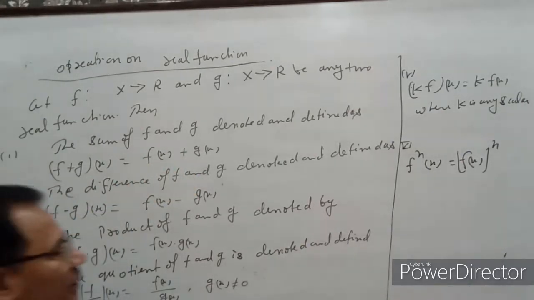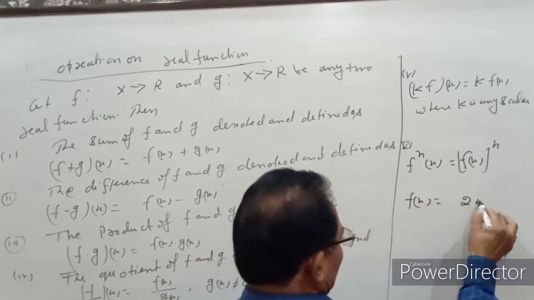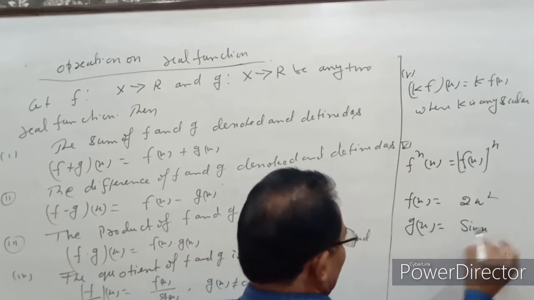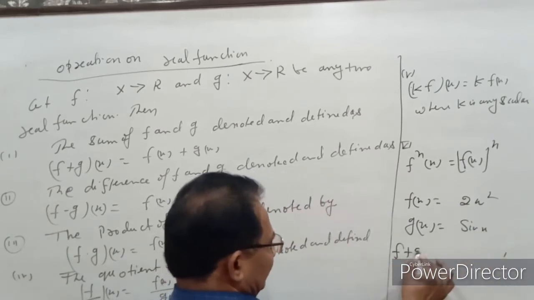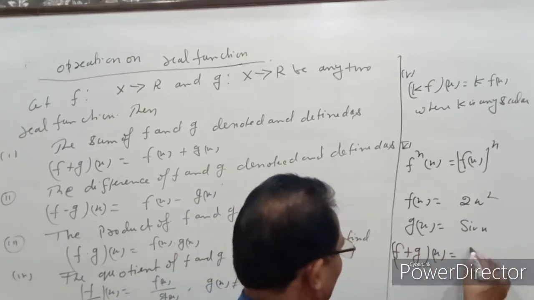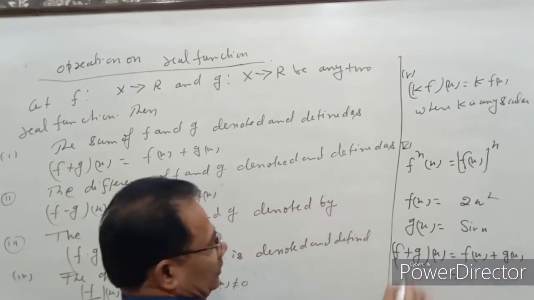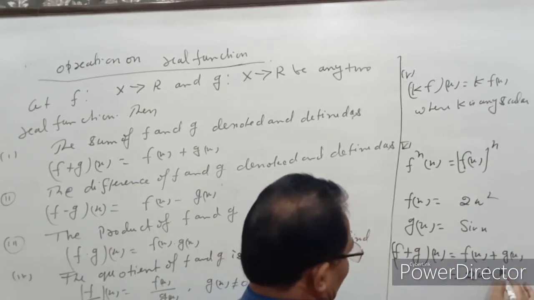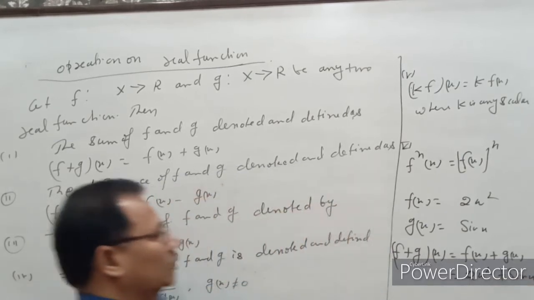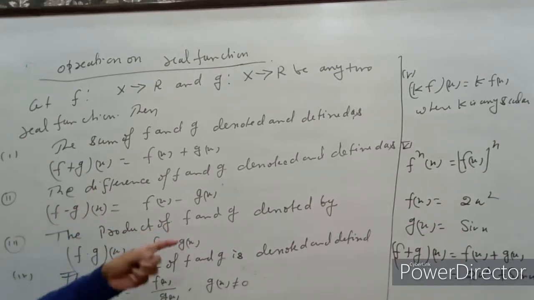For example, if the function f(x) is equal to, suppose, 2x square, and g(x) is, say, sin x, then f plus g gives a new function, which should be equal to f(x) plus g(x), that is 2x square plus sin x. Therefore, the addition of the two different functions f and g is equal to this.